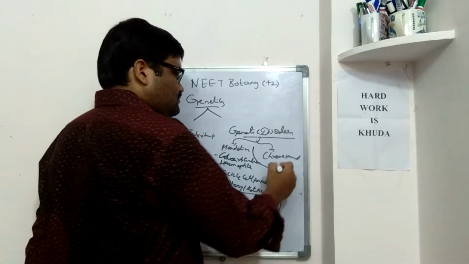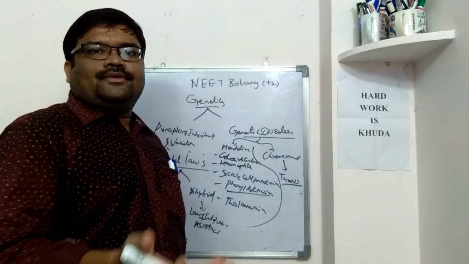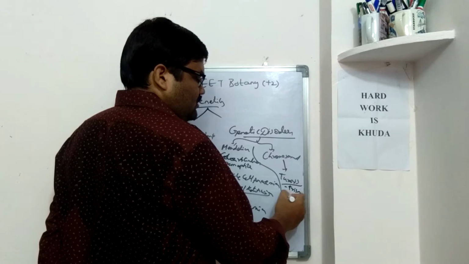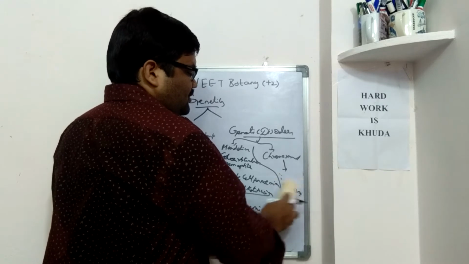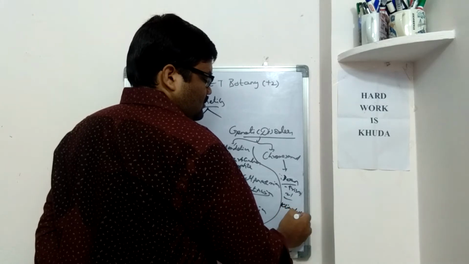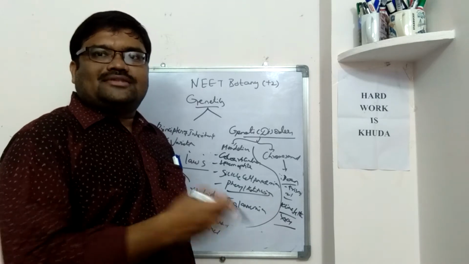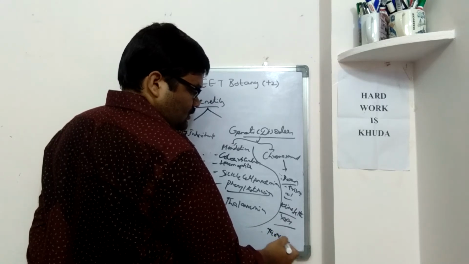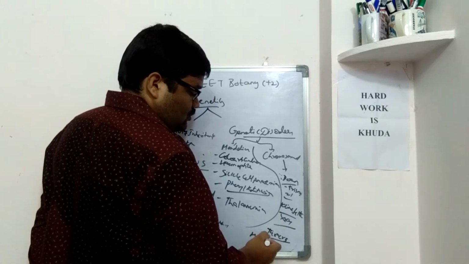Chromosomal disorders, for example, Down syndrome, trisomy 21. Then Klinefelter syndrome, XXY, that means in the 23rd pair of chromosomes, one extra X chromosome. Turner syndrome, monosomy X, that means XO.